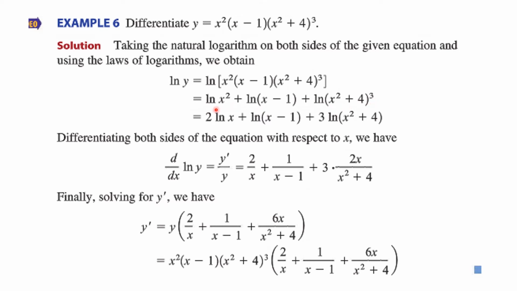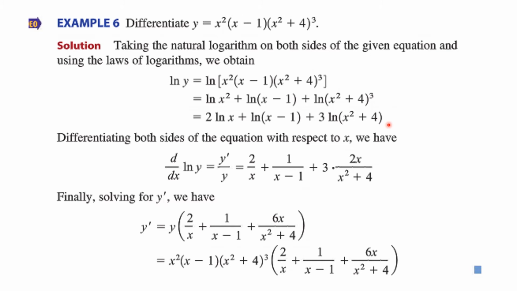But then we have the property of logarithms that says the exponent up here can be brought in front of the expression. So the ln of x squared is 2 times the ln of x. This stays as it was, but here that 3 comes out in front, and that is 3 times the ln of (x squared plus 4).